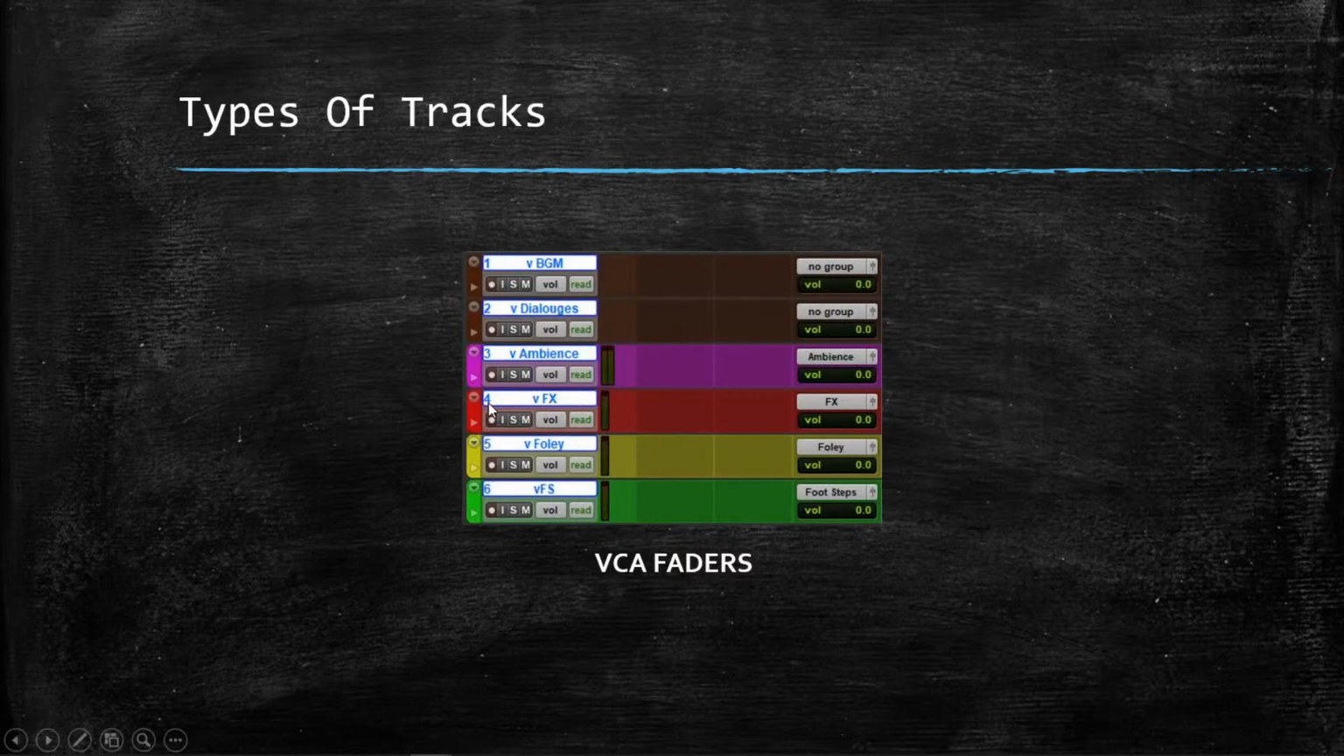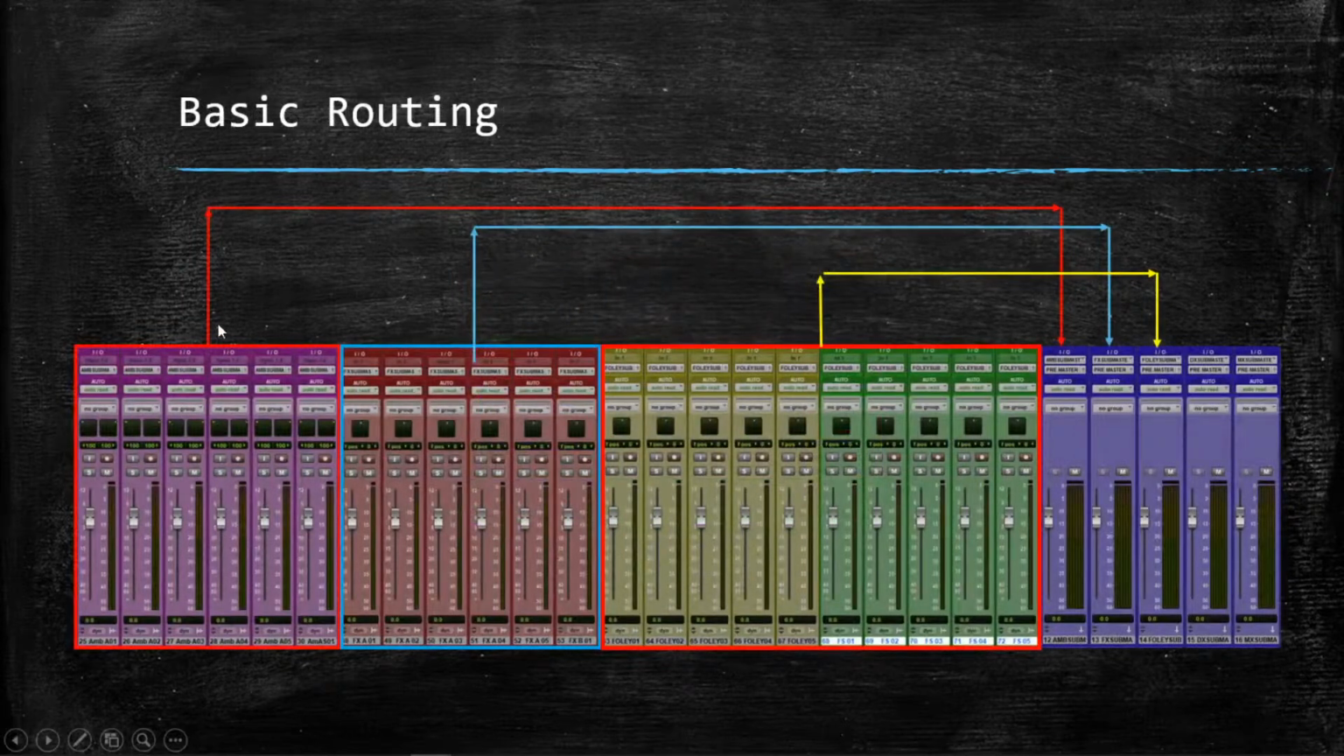So as I mentioned before, all my ambience tracks are grouped and assigned to a VCA fader. My naming is, I have V before all my VCA tracks so that it's easy for me to identify those tracks. And moving on, this is the routing which I talked about just before.